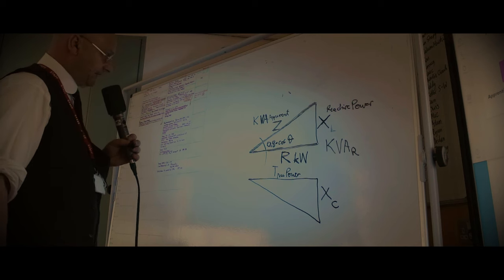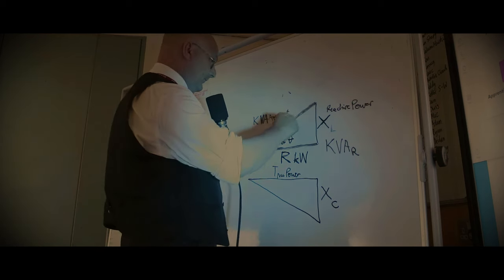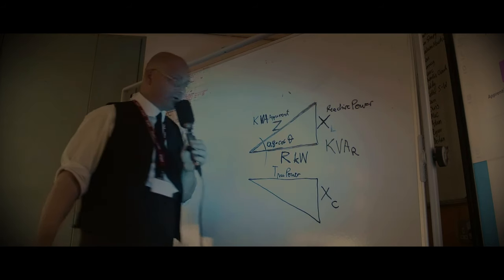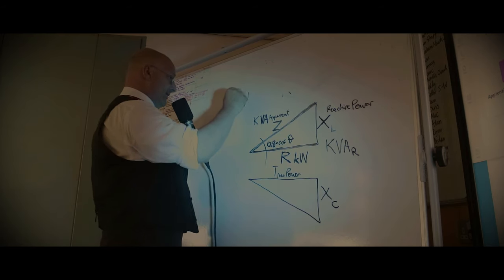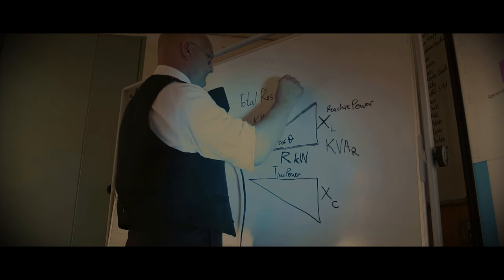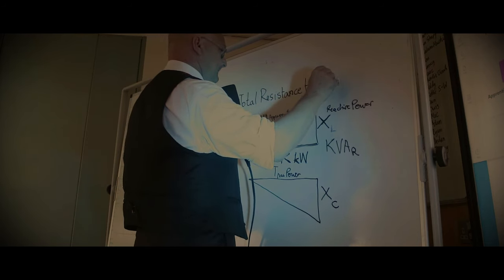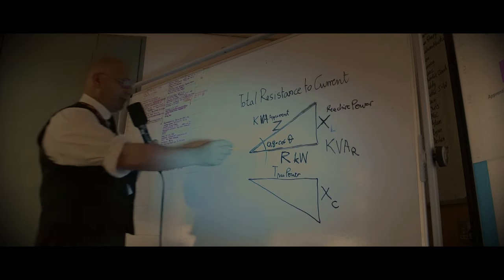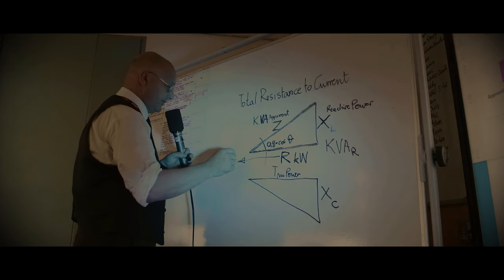What else can we see about this? So, what's this one? What's the hypotenuse represent? Total resistance to current flow. And this one is pure resistance.